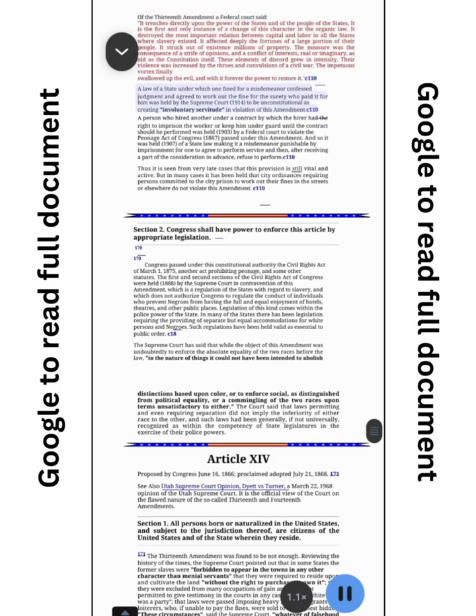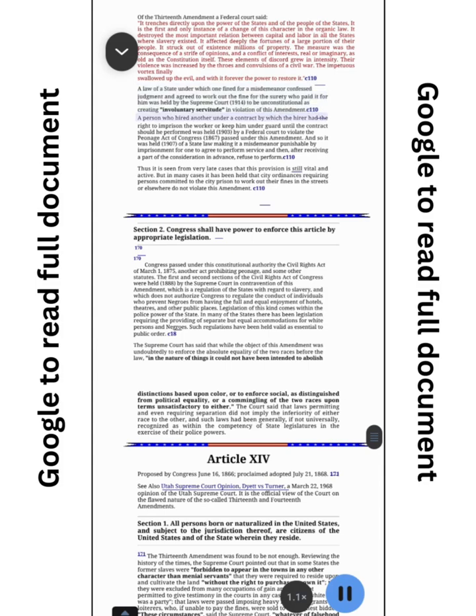A law of a state under which one fined for a misdemeanor confessed judgment and agreed to work out the fine for the surety who paid it for him was held by the Supreme Court, 1914, to be unconstitutional as creating involuntary servitude, in violation of this amendment. See 110.